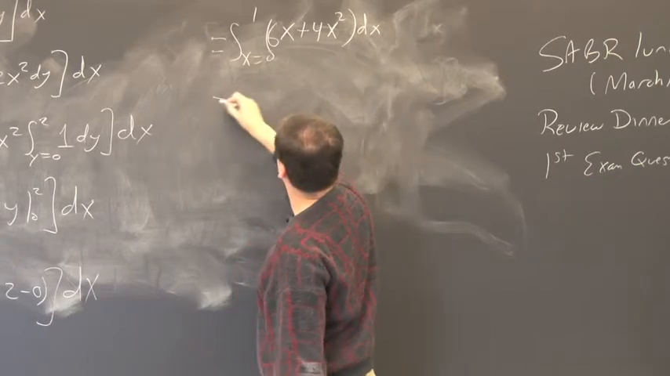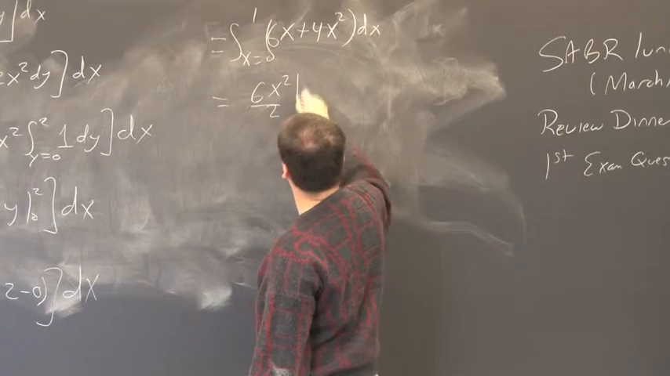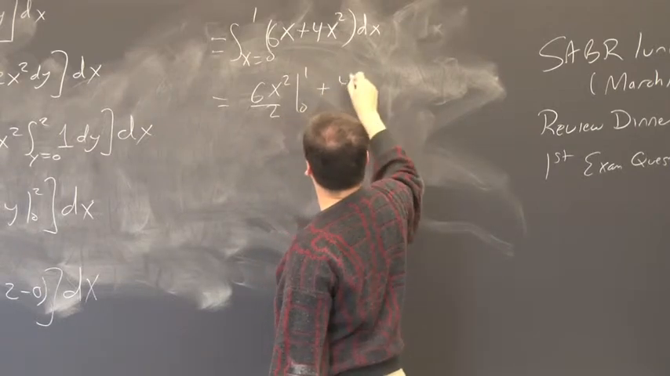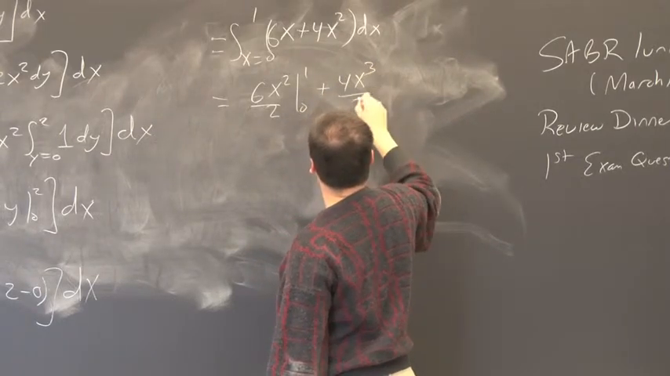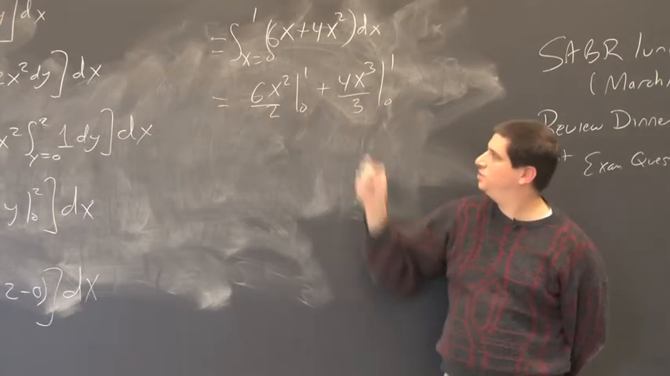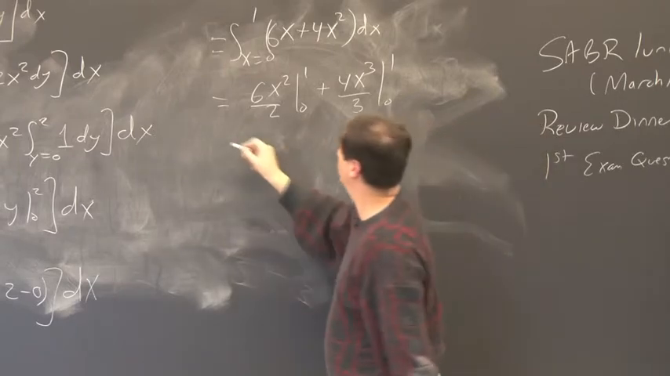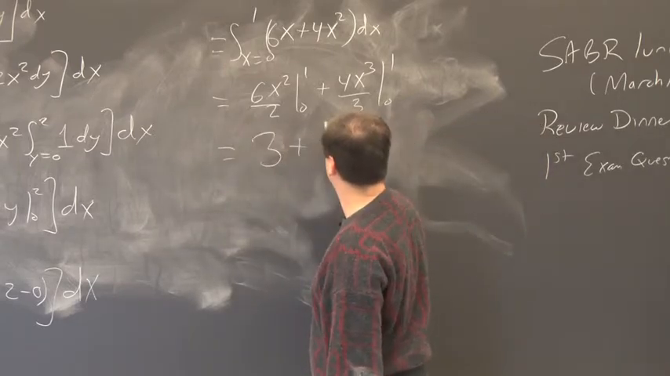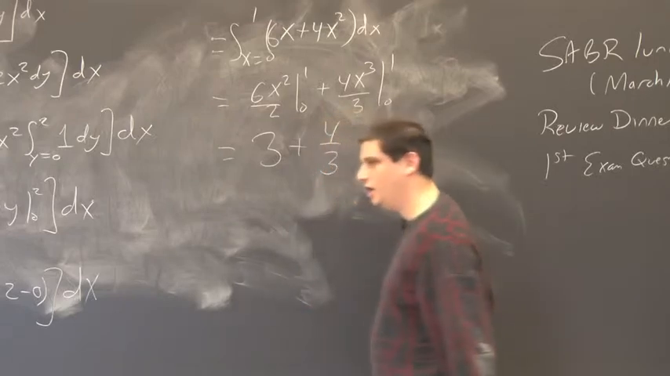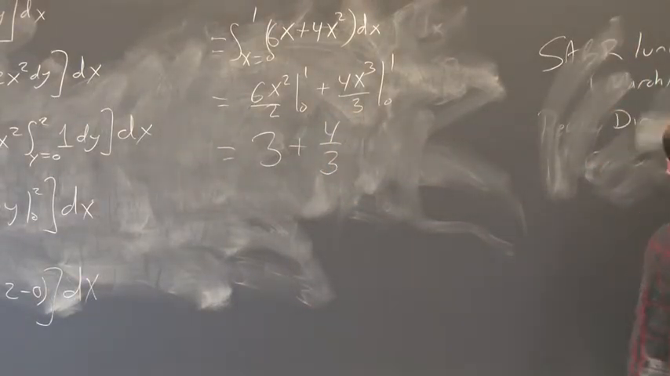dx. So I get 6x squared over 2 at 0 and 1 plus 4x cubed over 3 at 0 and 1. And so now I plug in the value of 1 and I plug in the value of 0 and I subtract and I will get 3 plus 4/3. Okay, so this is how we would do multidimensional integrals over rectangles.